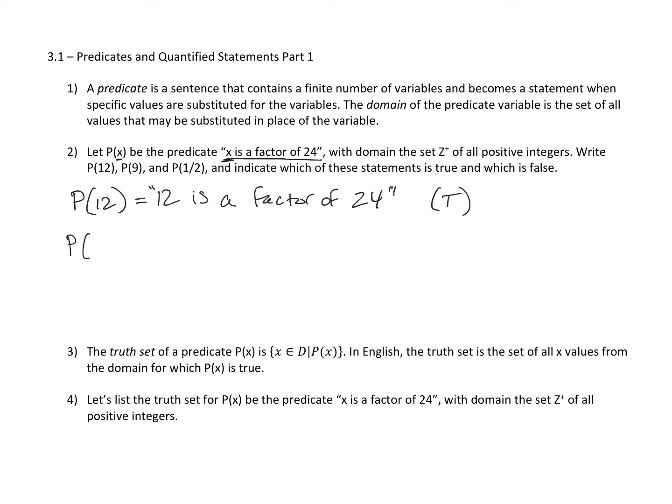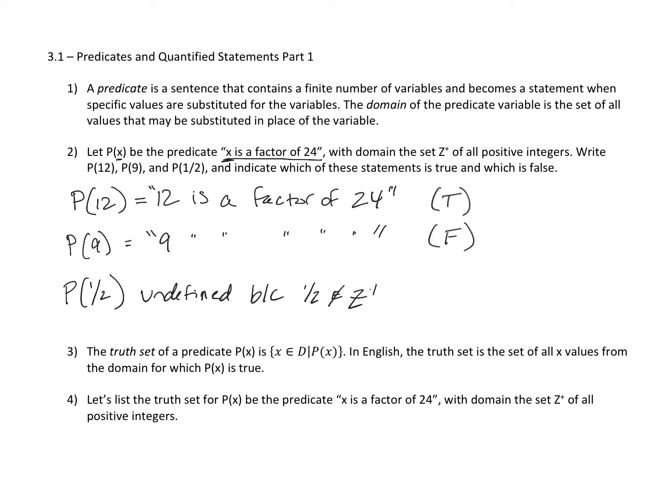P of 9 says that 9 is a factor of 24, and that is false. 9 does not divide into 24. And P of a half is undefined, because 1/2 is not in the domain. 1/2 is not an element of the positive integers.